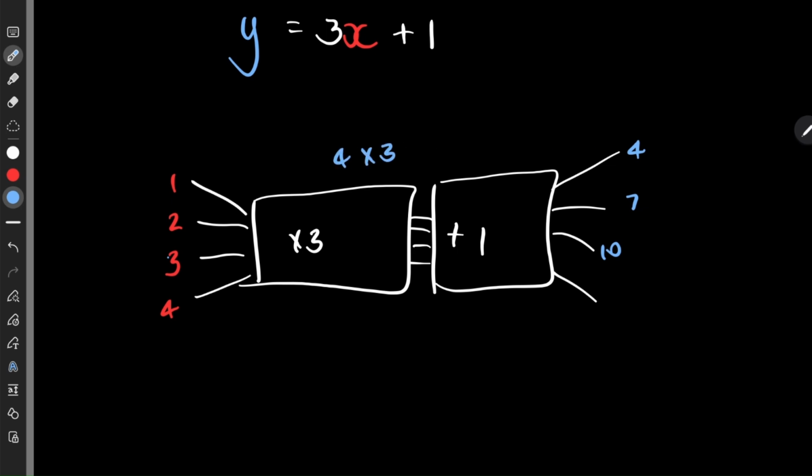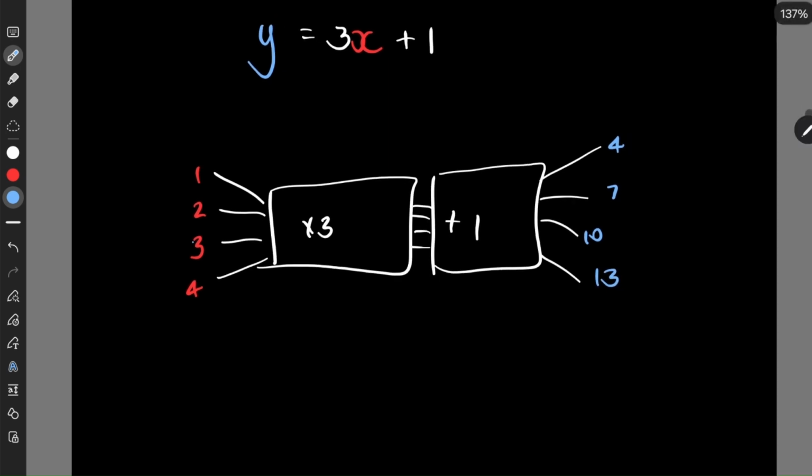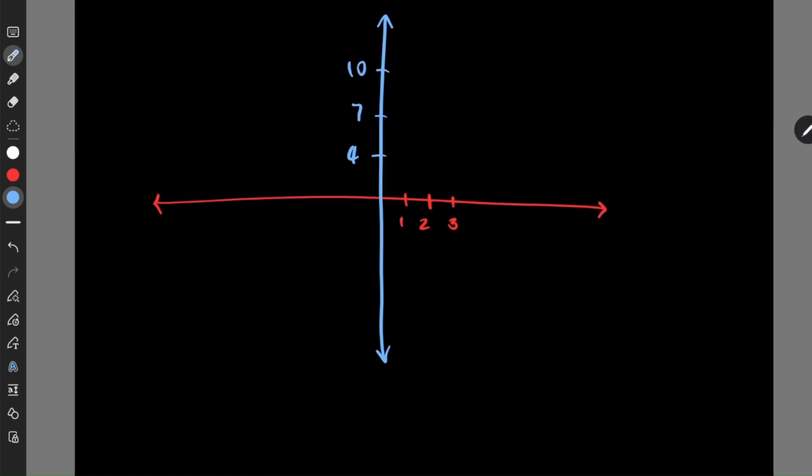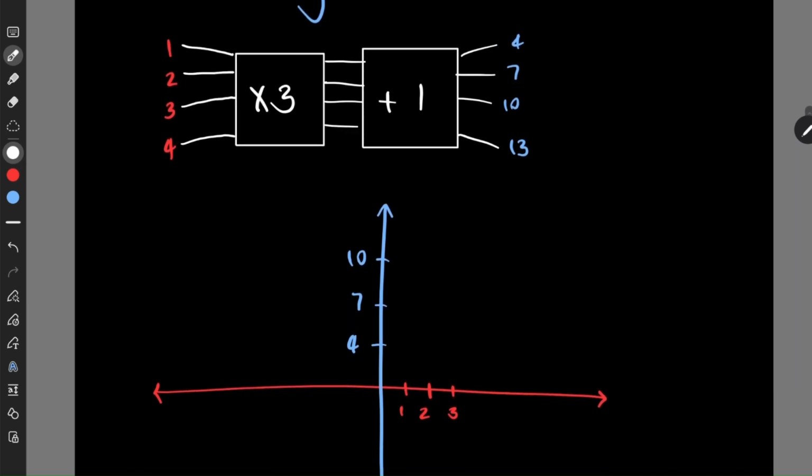4 times 3 plus 1 is equal to 12, right? Plus 1 is equal to 13. 12 plus 1. And so we end up with these numbers here as the outputs to this function here. And so let me just sketch the graph for you, the graphical representation of it for you. So we have 1 and 4, right? We put a dot there, we put a point there.